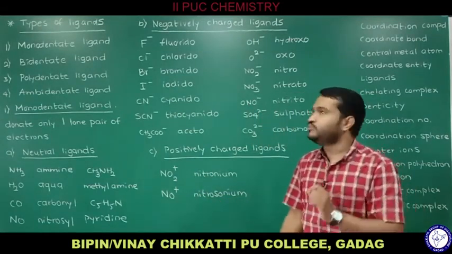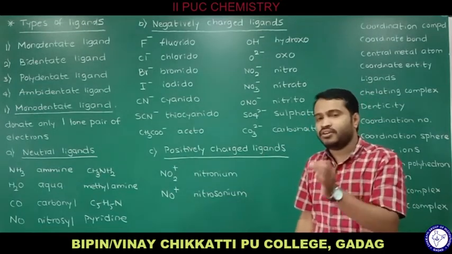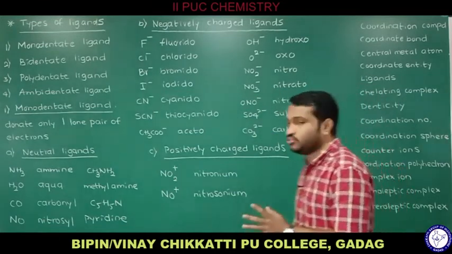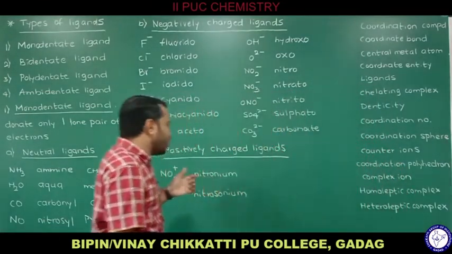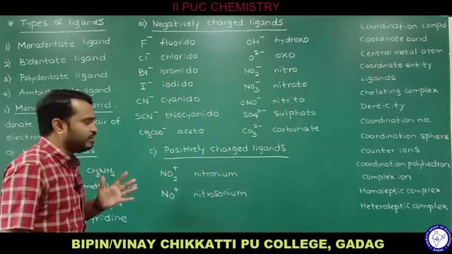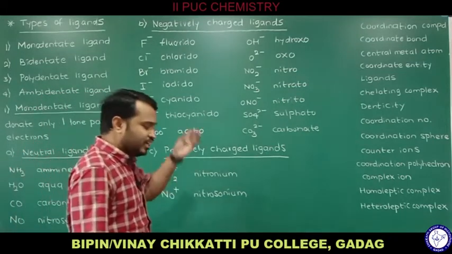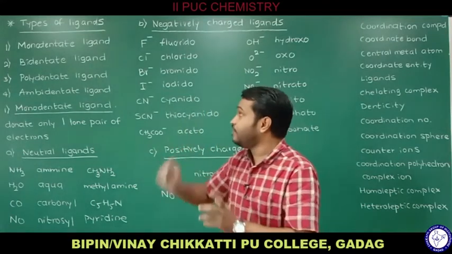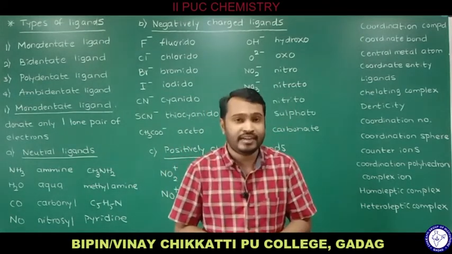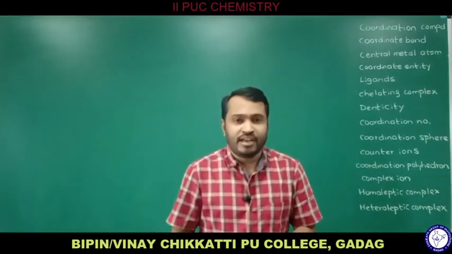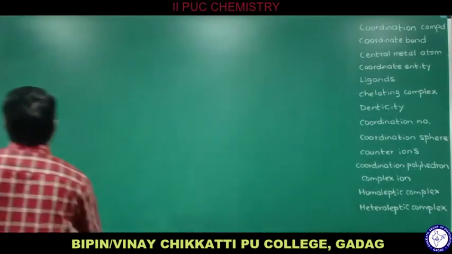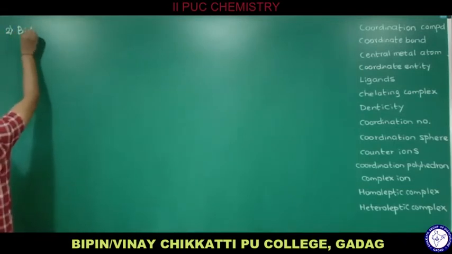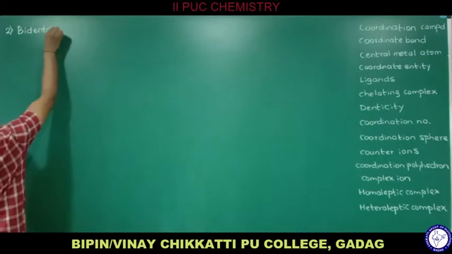In general, if you observe the negatively charged ligands, every name is going to end with O. Observe here: bromido, iodido, nitro, oxo, like that. And here we have nitronium and nitrosonium. There is no alternative option for this. So you need to remember the symbols as well as the names. That is the first type of ligand, we call it the monodentate ligand. Second type of ligand, number two, bidentate ligand.